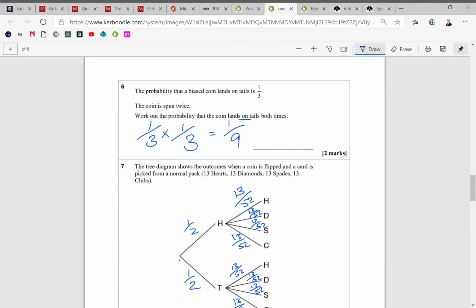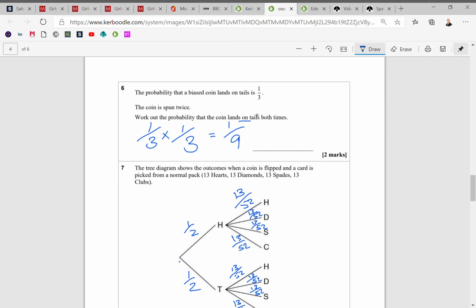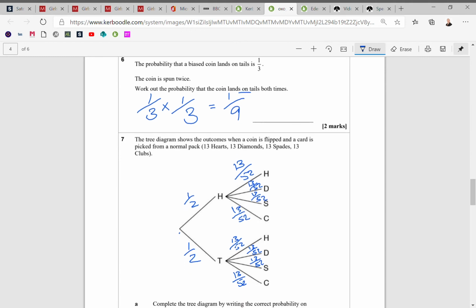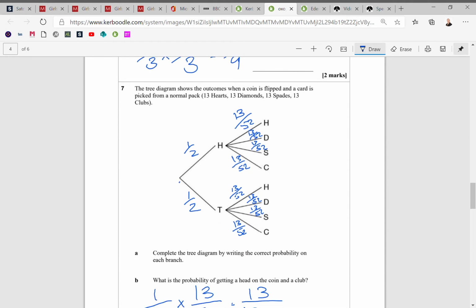Again, this is something happening twice, both times, so it's a third times a third, which is a ninth. This one was a half and a half for the heads and tails. Hearts, diamonds, spades, clubs is 13 out of 52. They do often like to use playing cards for questions, especially probability. Lots of you don't use playing cards.